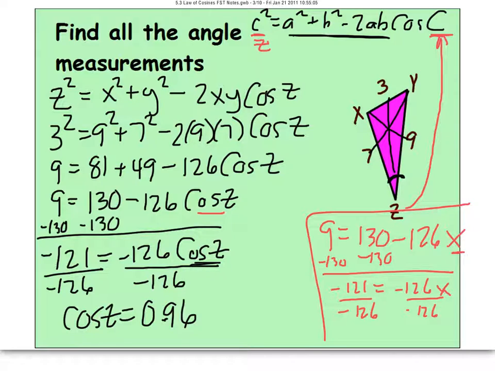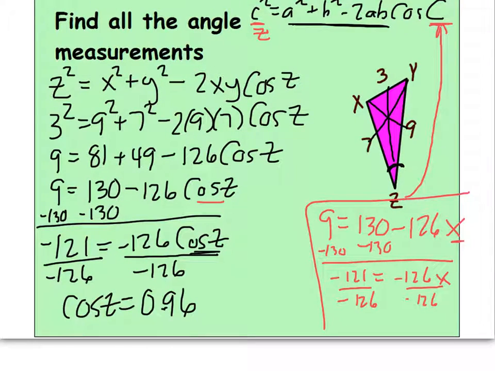Now remember from section 5.1 we talked about how you solve for the variable when it's inside the word, if it says cosine. In this case what we're going to do is find the measure of angle Z is equal to the inverse cosine of the number that we found. When you do that, you're going to end up getting that angle Z is going to be 16.2 degrees.